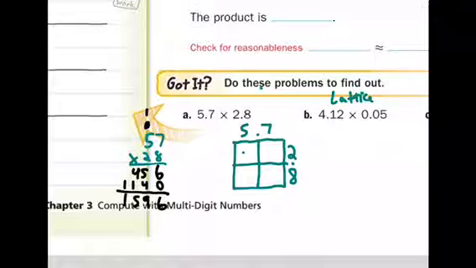Now remember, there are 2 decimal digits, the 0.7 and the 0.8. So my answer needs to have 2 decimal digits, so I have 15.96. All right, for the lattice people, I have the lattice mostly set up.